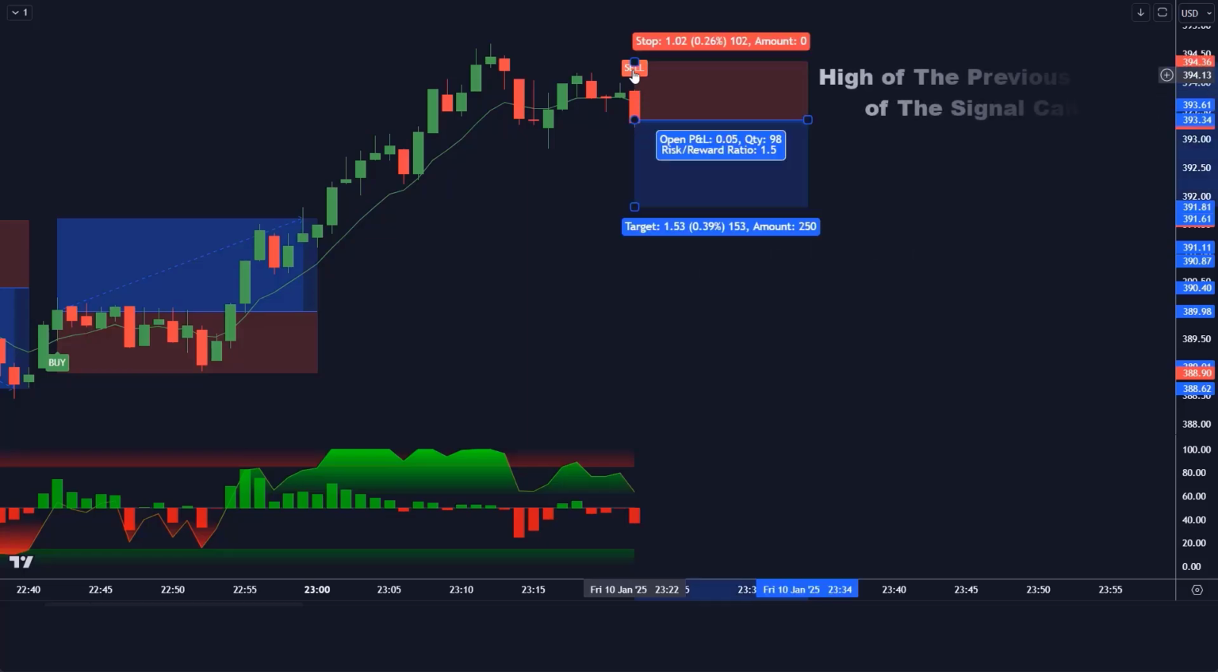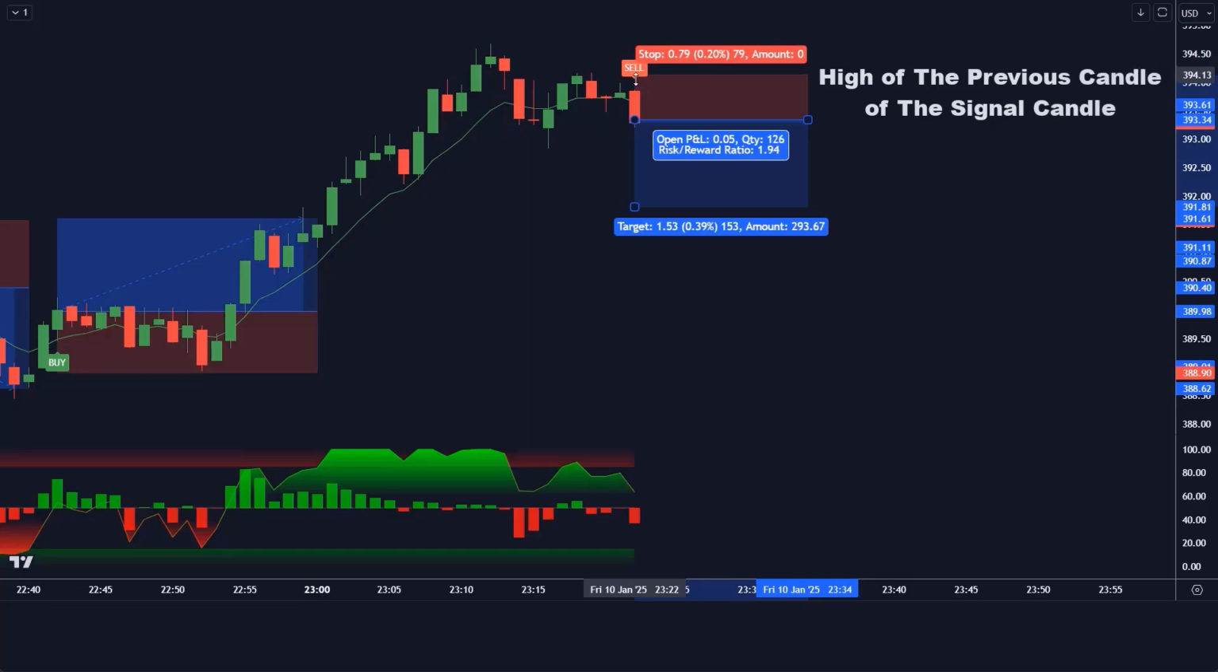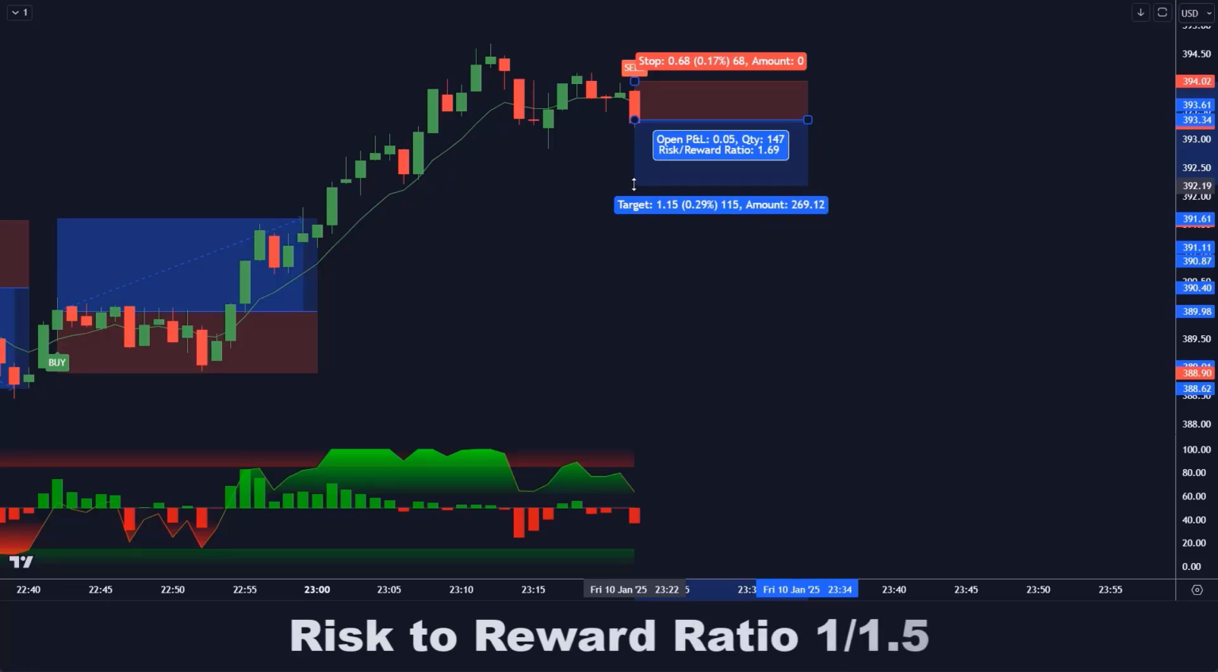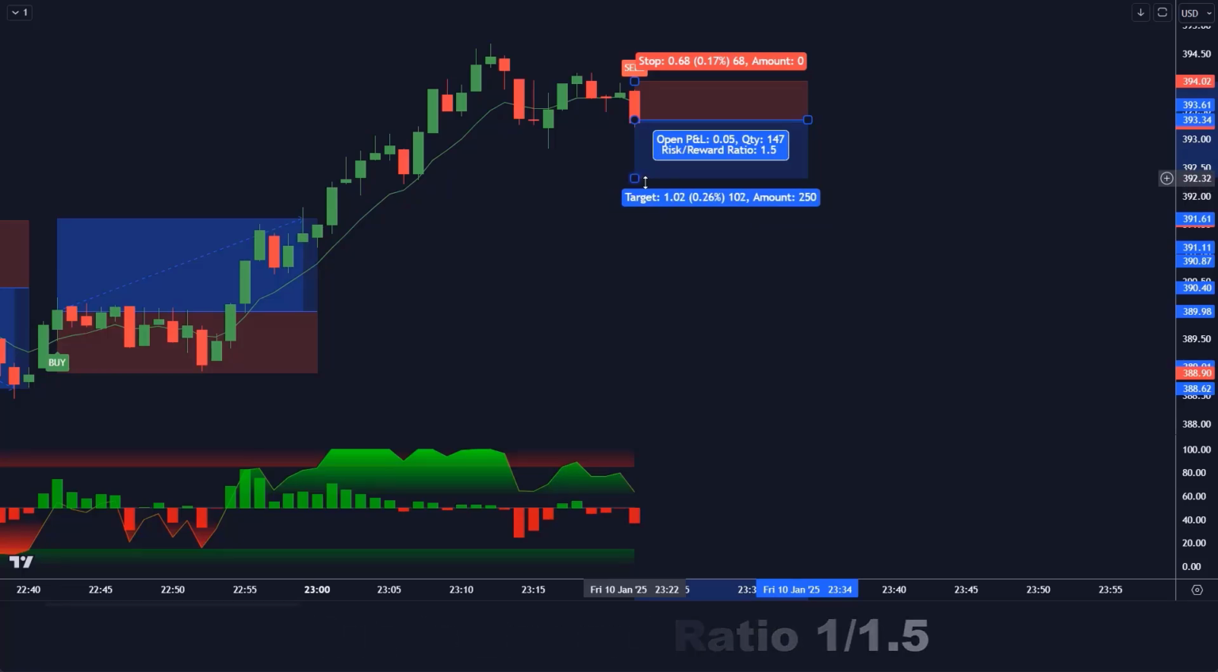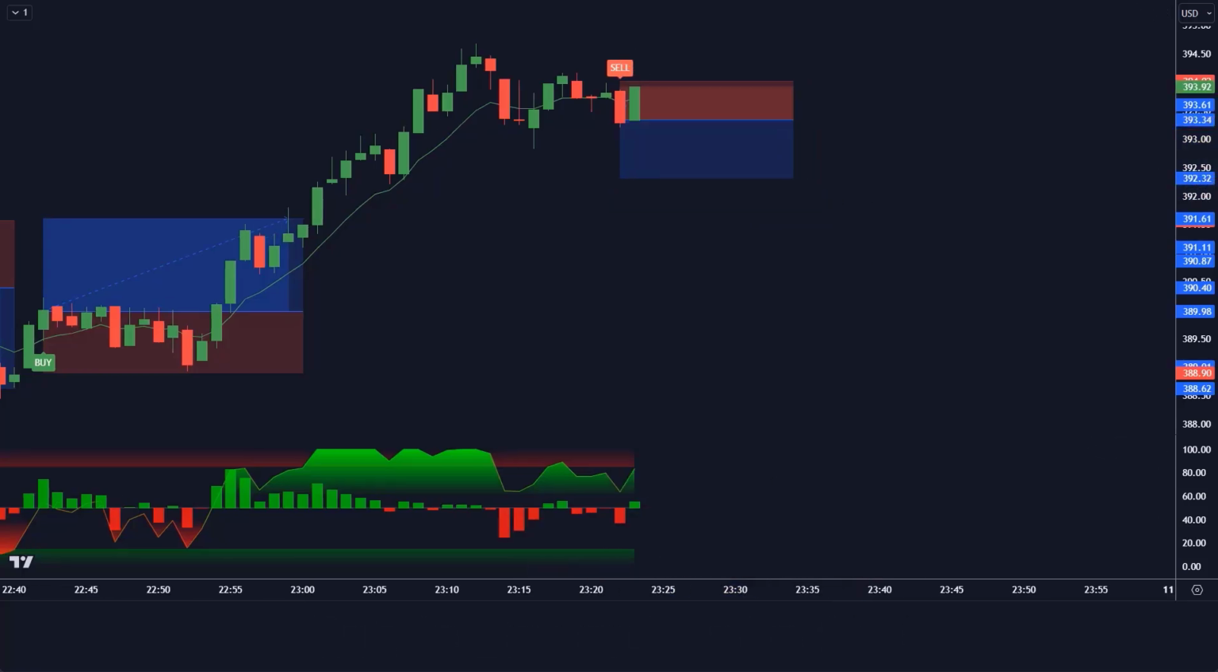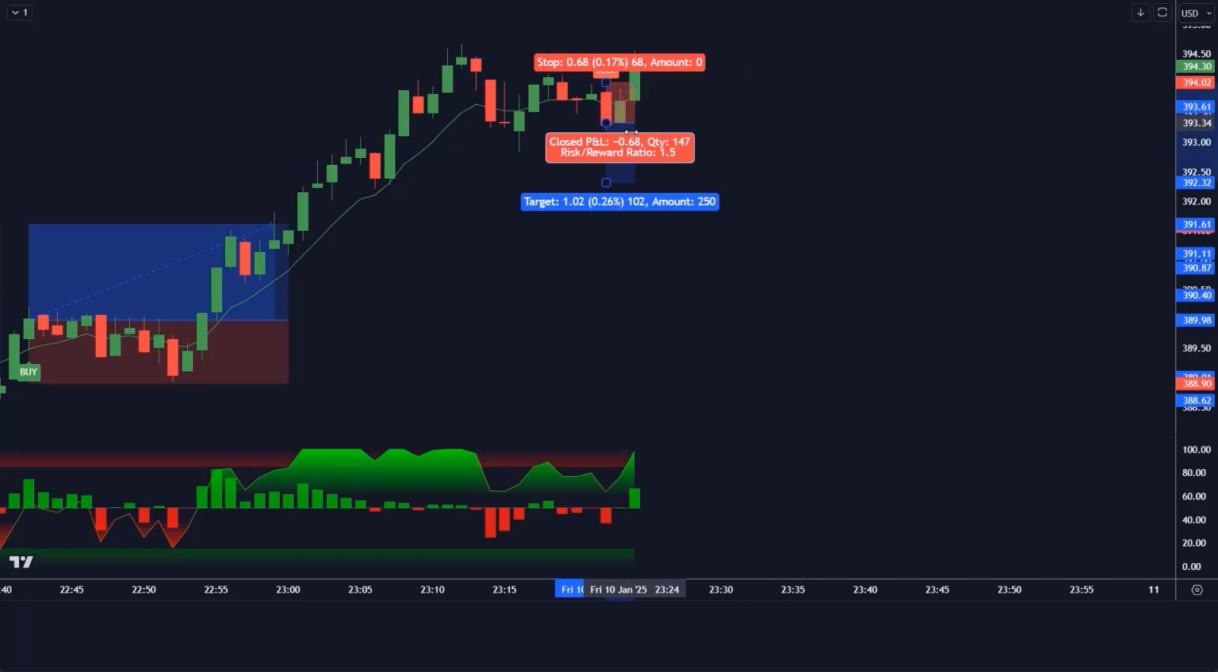Our stop loss is to be placed at the previous high of the previous candle of the signal candle. And the risk to reward ratio will be 1:1.5. We have lost this trade. Let's find the next trade.